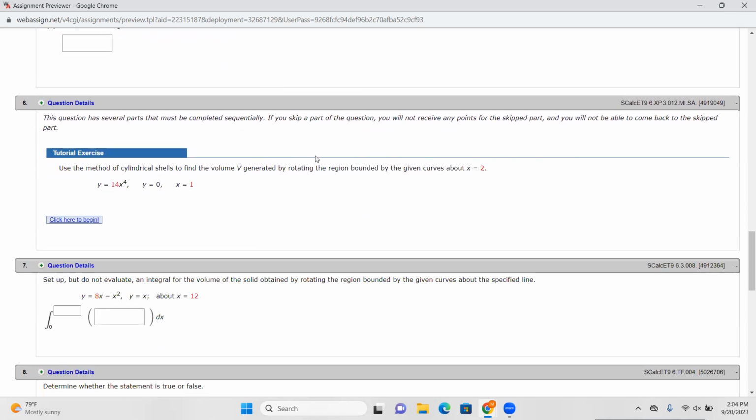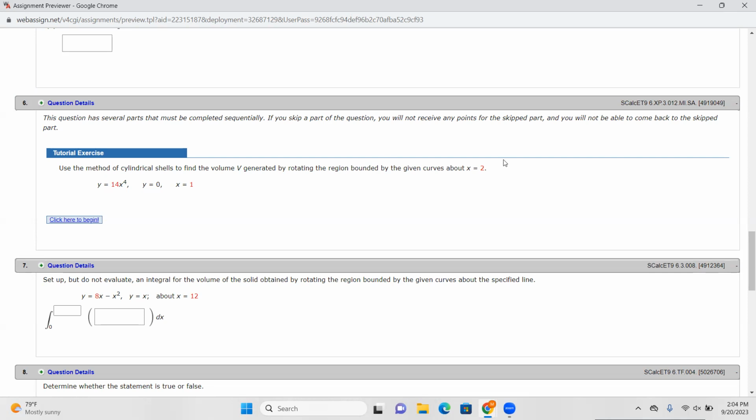Use the shell method, so revolve around x equals 2. Now, x equals 2 is a vertical line, and so to use shells with x equals 2, we're going to need our rectangle to be up and down, narrow with respect to the x-axis. So we're going to need functions of x within our expression, which actually y equals, that works perfectly. And we're looking all the way over to x equals 1, but then we're revolving around x equals 2.